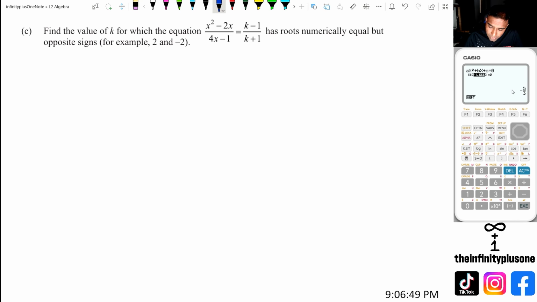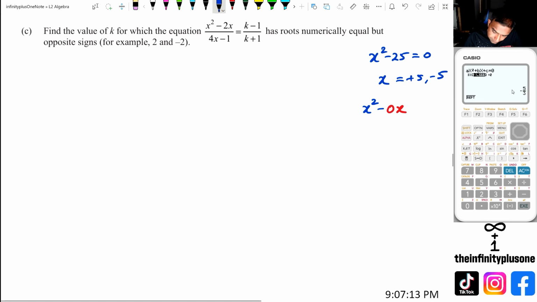So imagine if you have x squared minus 25 equals 0, then you're going to get two solutions, plus 5 and minus 5. So basically, when we rearrange this equation and make it into a quadratic, we want to make sure that the coefficient of x is equal to 0, because in x squared minus 25, if you remember, this is 0x minus 25. Now I'm just using 25 here as an example, right?